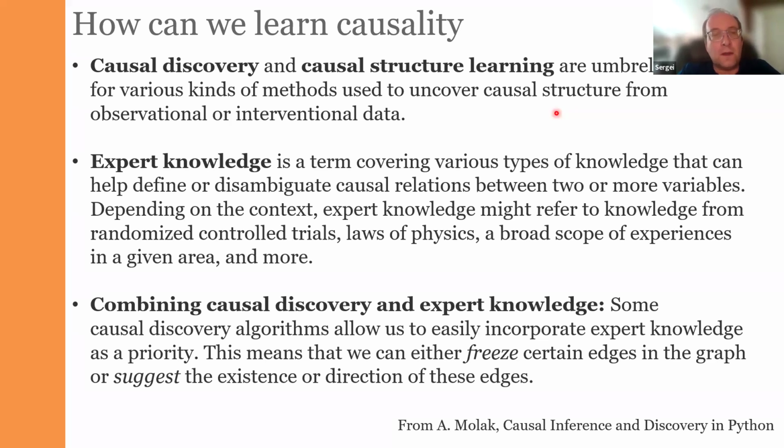So the way it is done is through the sciences called causal discovery and causal structure learning, which is basically the umbrella term for the collection of methods that allow us to learn causal structure from observational or interventional data. An important thing is that very often we rely on expert knowledge here. Expert knowledge is basically the knowledge of the professional that either defines or allows us to disambiguate causal relationships. This can include everything from randomized controlled trials, laws of physics, human heuristics, and so on and so forth.